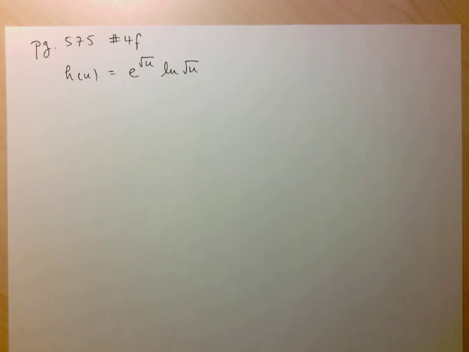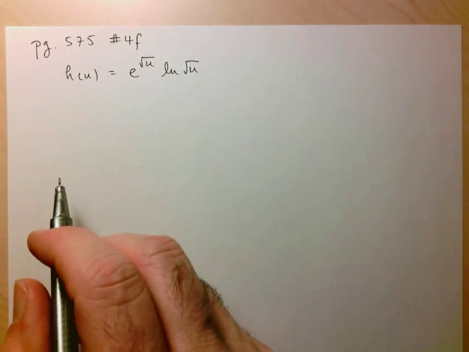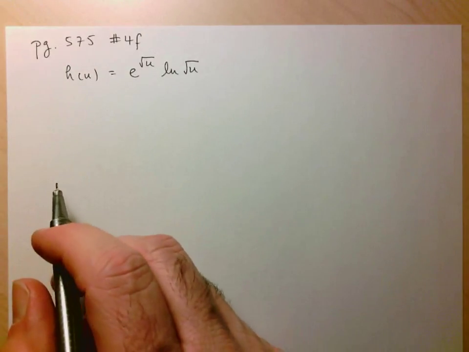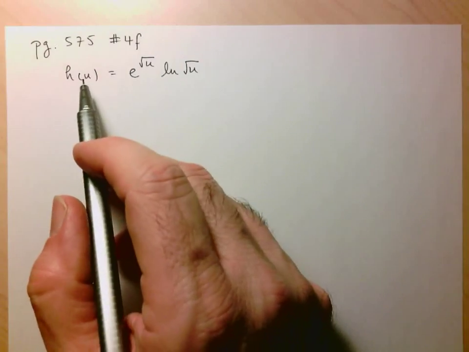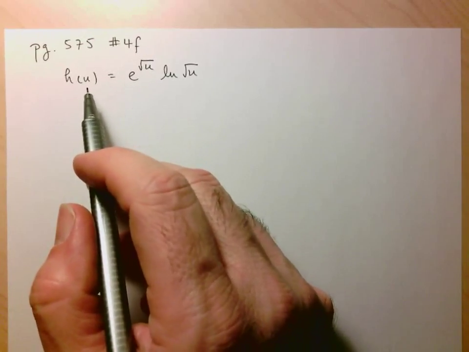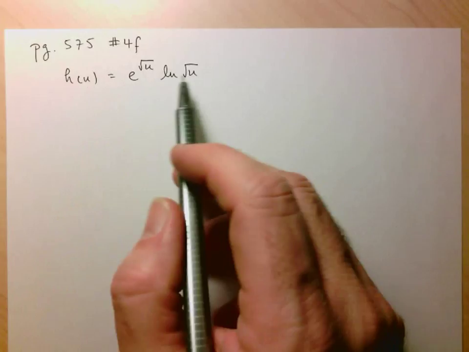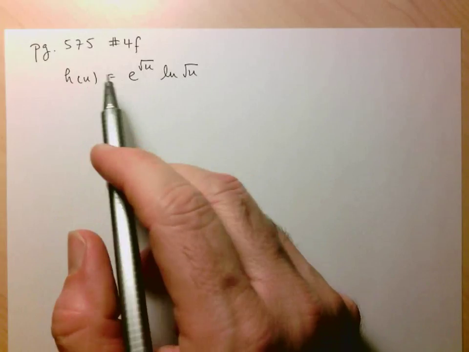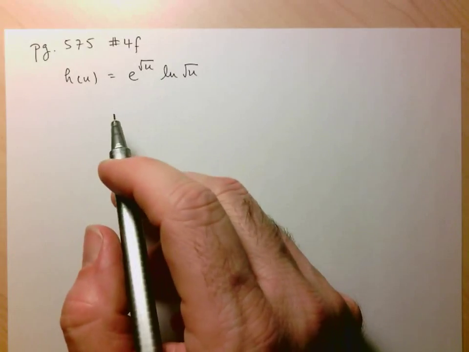Hi folks, let's take a look at page 575, number 4F. So they give us this function here and they want us to find the derivative. Okay, so first of all, just notice the way it's given that the independent variable is u instead of x. I suppose you could rewrite it using x if it makes you feel more comfortable, but I'm going to do it with this given variable.